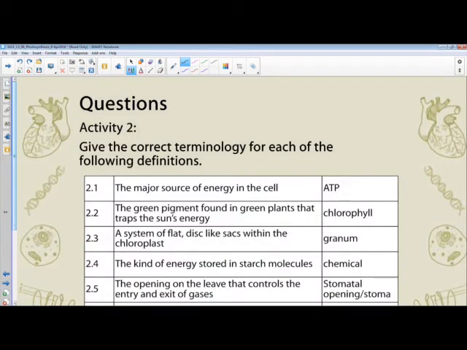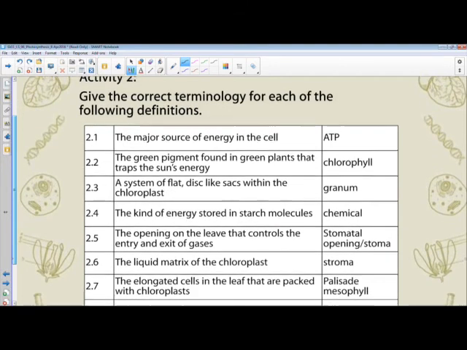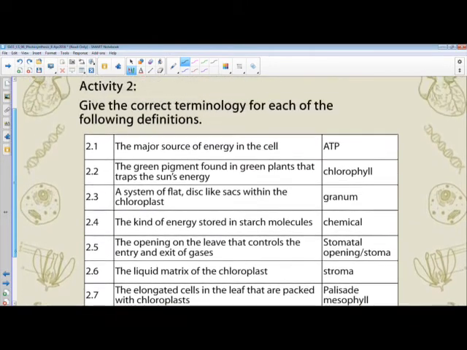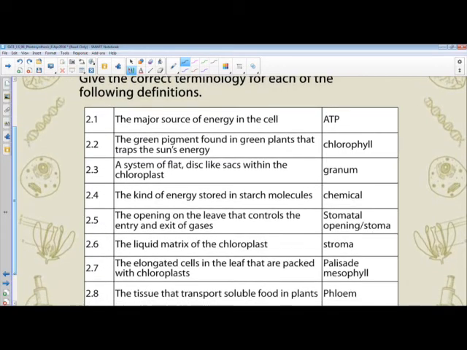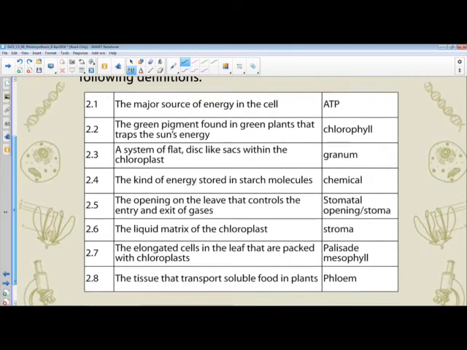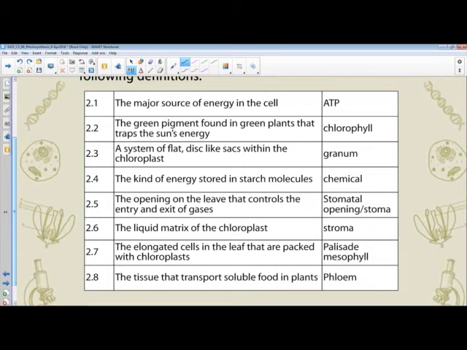So here I've got the terms, and give the correct terminology for each of the following definitions. What I've done is put in the solutions so that it can help us to go through these, and so that it makes it easier for you when you are studying, so that you can link these very quickly. So more or less we're looking at these as definitions and terminology. The major source of energy in the cell, guys, is ATP.